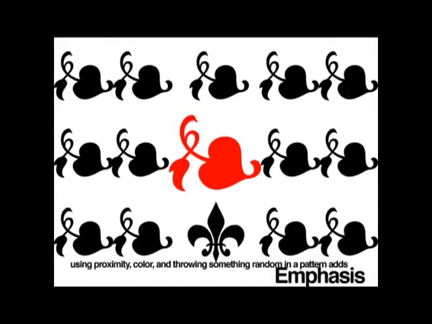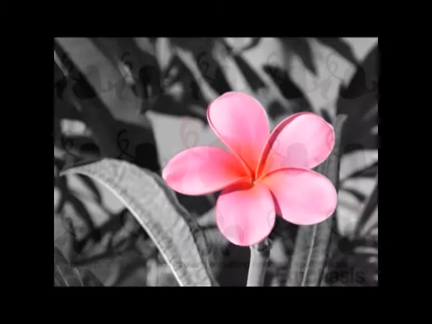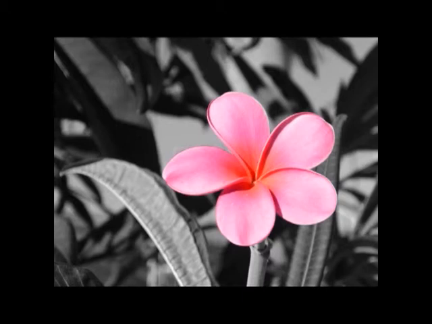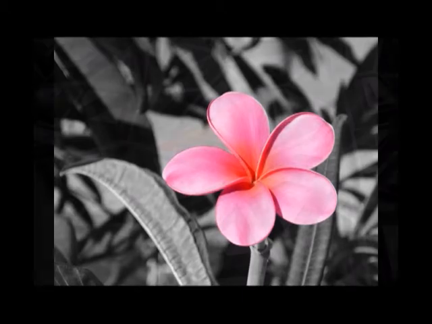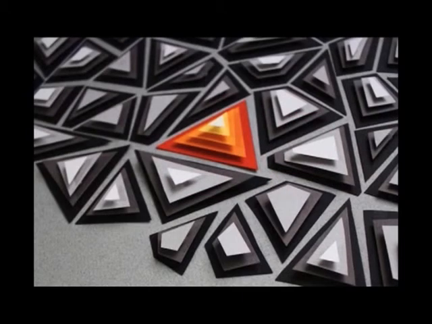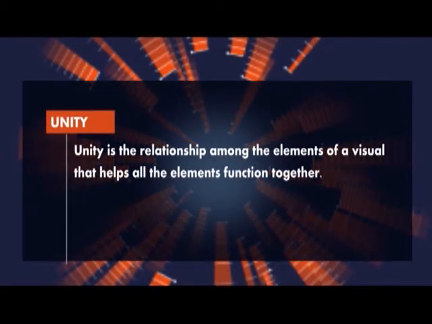Lastly, unity means the harmony of the complete composition. It is the sensation of harmony between all parts of the work. It creates a sense of completeness. The images work together to create meaning. The parts of a composition are made to work together as a total visual theme. Unity is the relationship among the elements of a visual that helps all the elements function together.